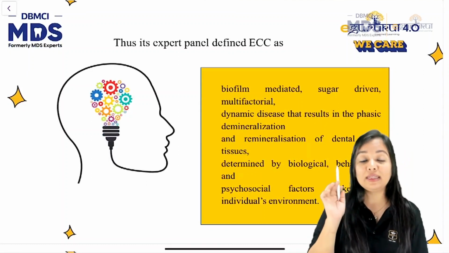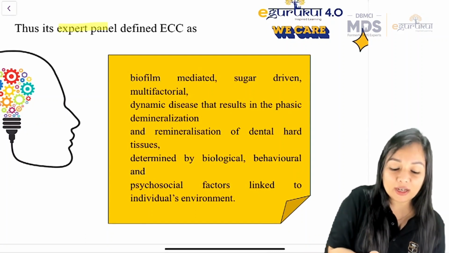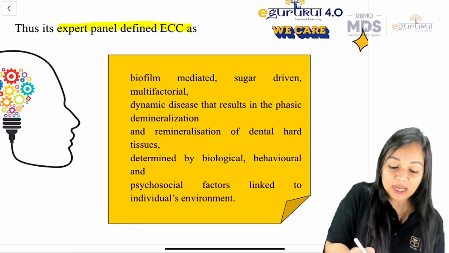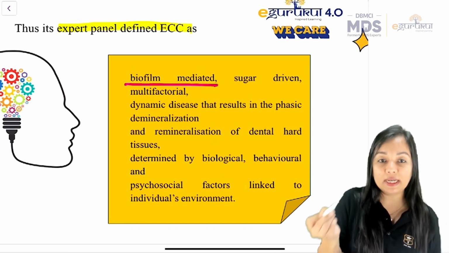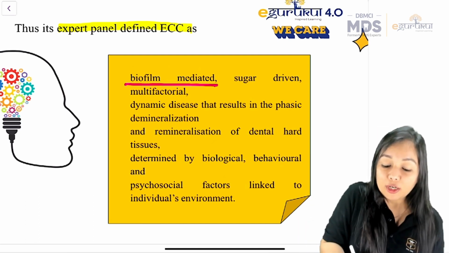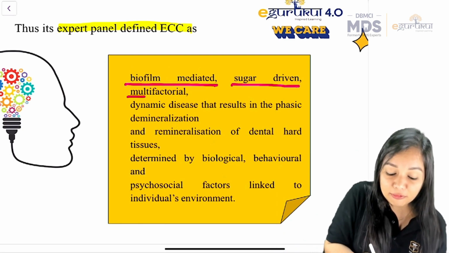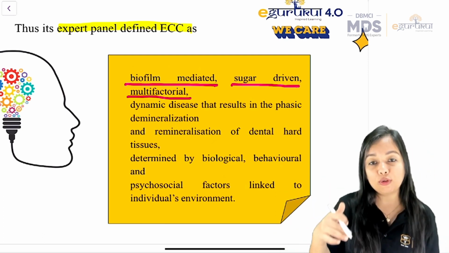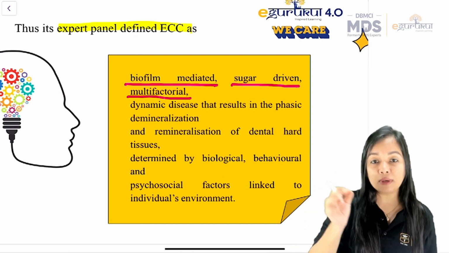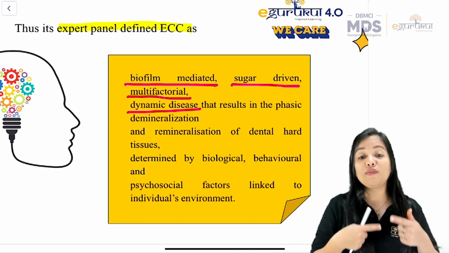So in this conference, there was an expert panel which defined ECC. So how was ECC defined? It is biofilm mediated. So it is caused due to the deposition of biofilm for a long time. Sugar driven. Sugar acts as a criminal along with it. Multifactorial. There are other factors also, like decreased immunity or improper hygiene. Hence it is multifactorial. Dynamic disease. Dynamic means it is always in action.